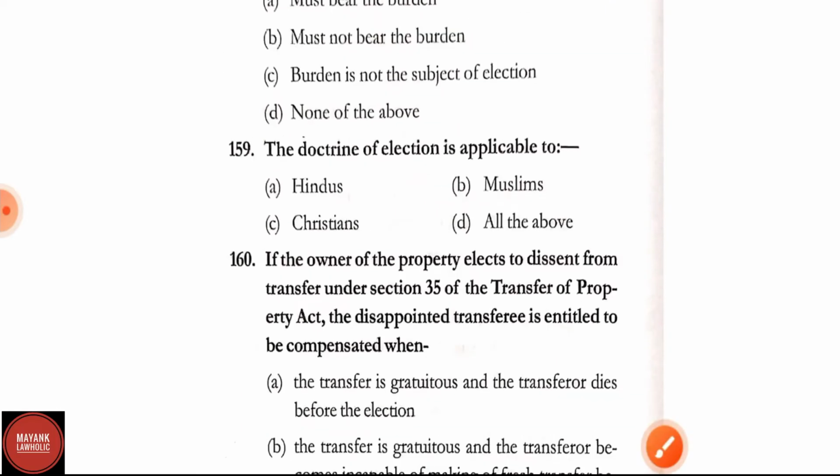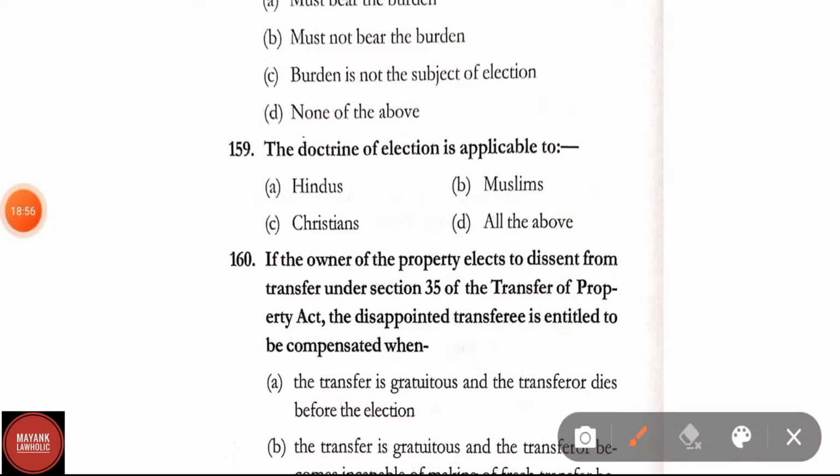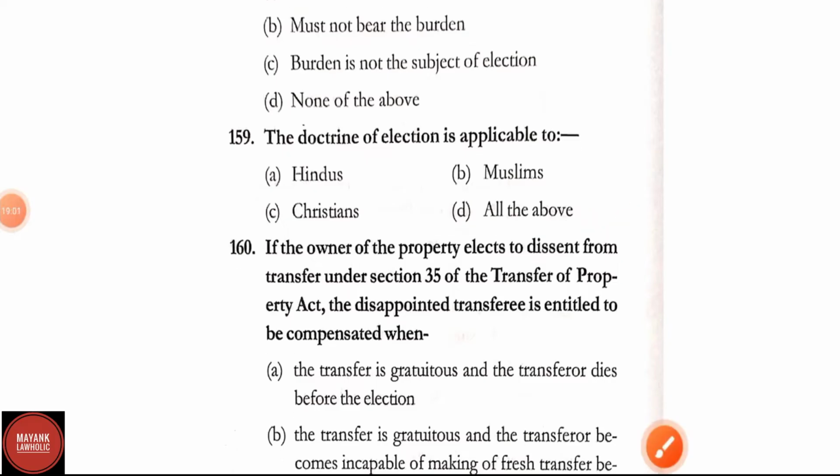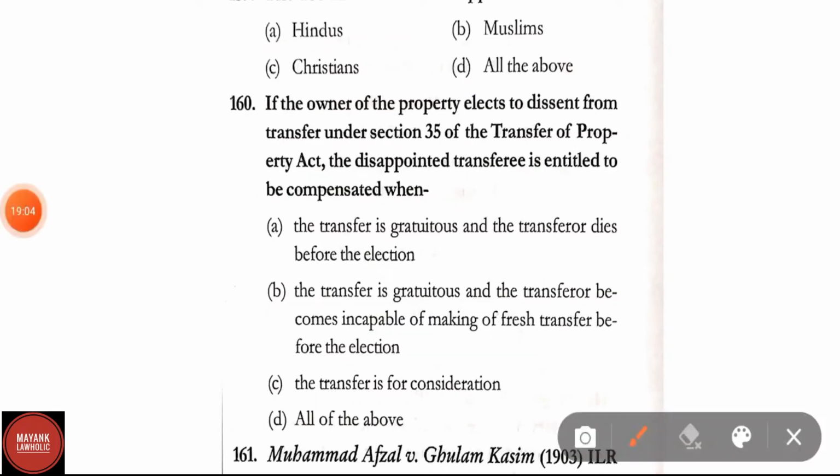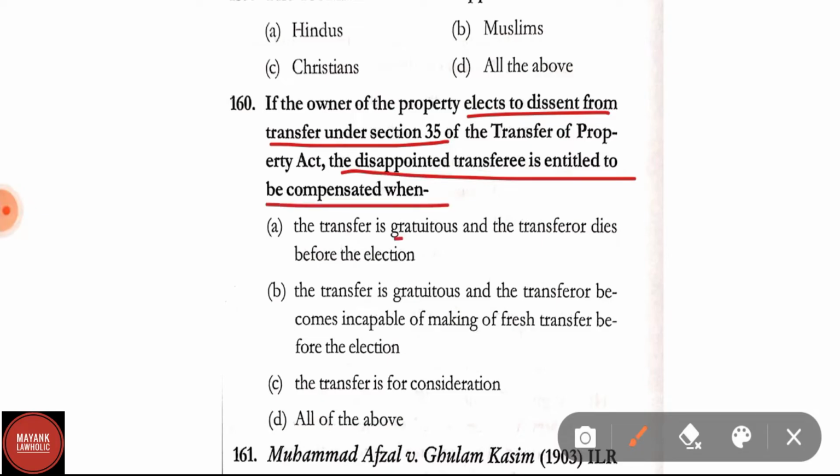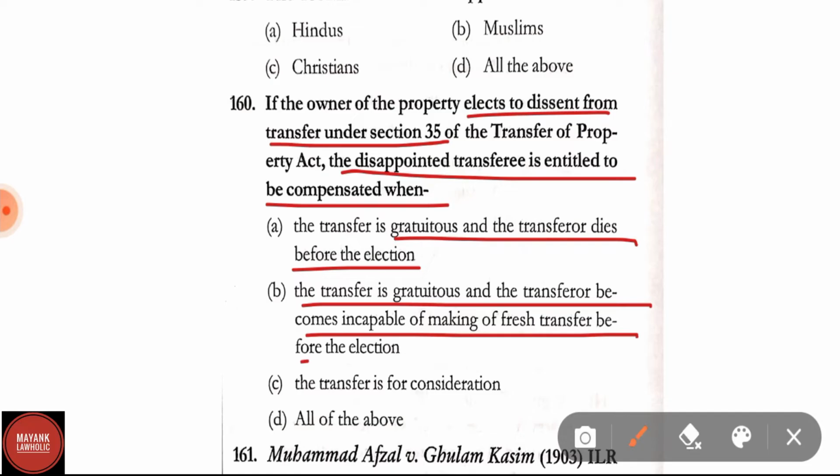Question number 159. The doctrine of election is applicable to Hindus, Muslims, Christians, all of the above. Correct answer is option D, that is all of the above. Question number 160. If the owner of the property elects to dissent from the transfer under section 35 of TPA, the disappointed transferee is entitled to be compensated when the transfer is gratuitous and the transferor dies before the election; the transfer is gratuitous and the transferor becomes incapable of making fresh transfer before election; the transfer is for consideration; all of the above. Here correct answer is option D, that is all of the above.